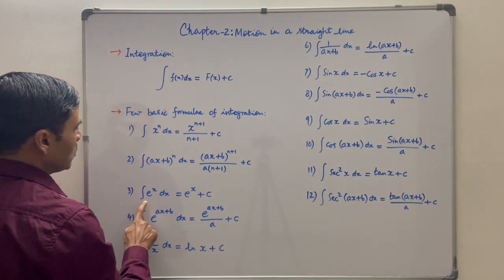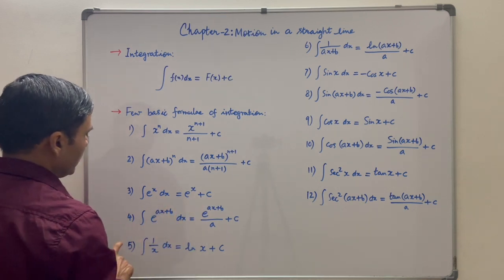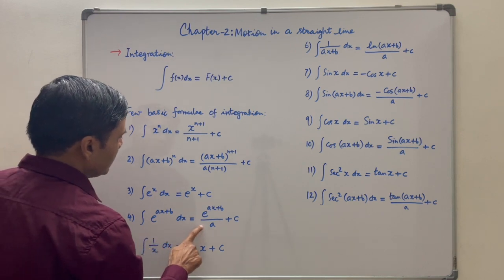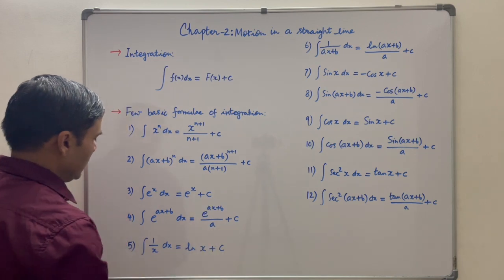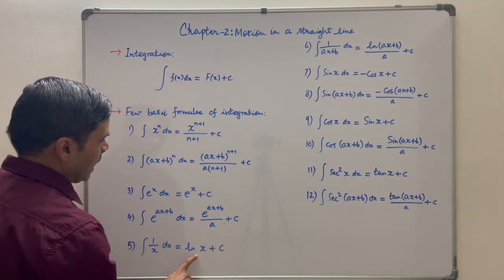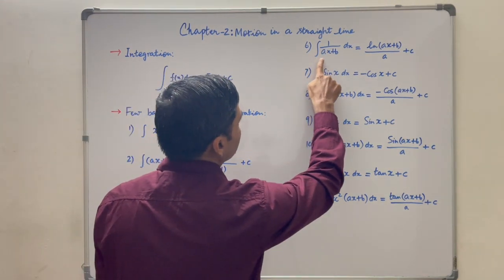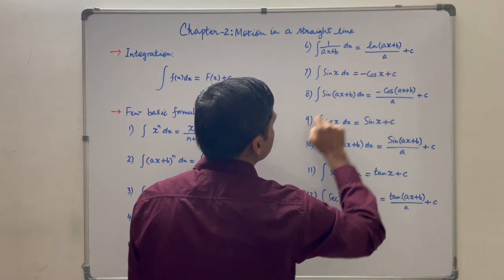Third one, integration of e to power x dx is e to power x plus c. Fourth one, integration of e to power (ax plus b) dx is equal to e to power (ax plus b) upon a plus c. Fifth one, integration of 1 by x dx is equal to ln x plus c. Sixth one, integration of 1 by (ax plus b) dx is ln(ax plus b) upon a plus c.